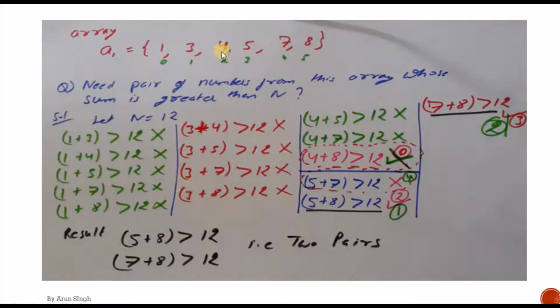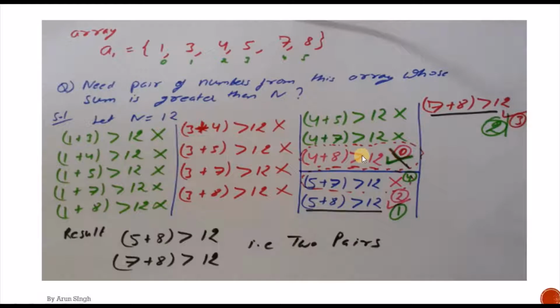So 3 is constant here, and now I will check for 4, 5, 7, 8. Whichever gives a total sum greater than 12? No. Now let me check for 4. Is 4 plus 5 greater than 12? No. 4 plus 7 greater than 12? No. 4 plus 8 is 12.